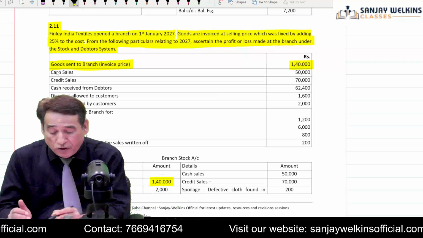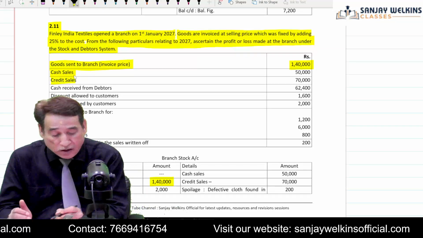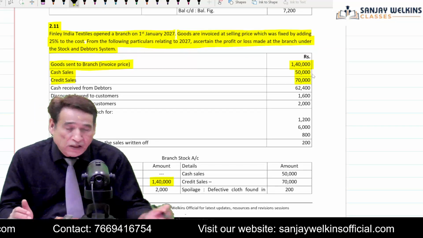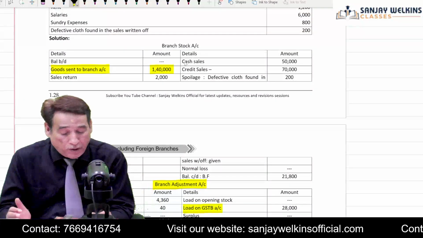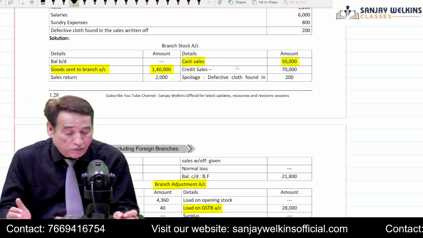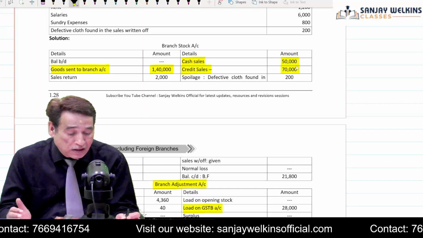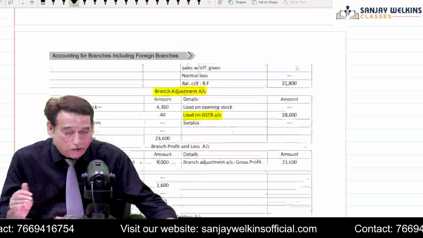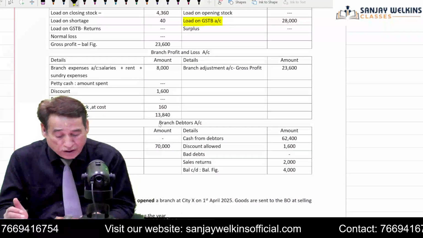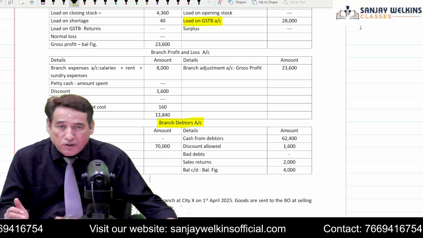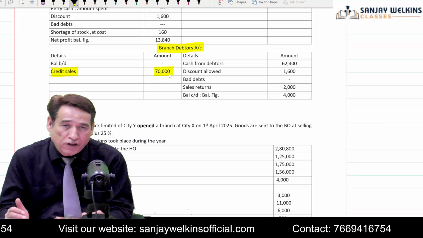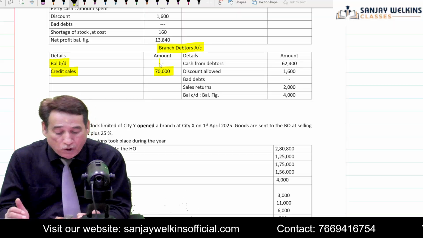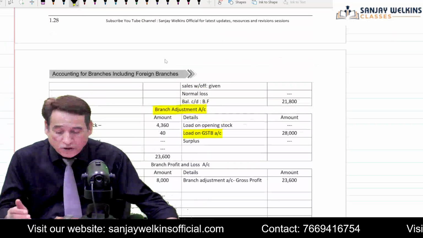Now the next is cash sales and credit sales. Both cash sales and credit sales will be written on the credit side of the branch stock account. So this is your branch stock account. You will write here cash sales 50,000. You will write your credit sales 70,000. But you should not forget to write your credit sale on the debit side of the branch debtors account. This is your debtors account. In the debtors account, you will be writing credit sale 70,000. Because it's a new branch, no question of having any opening balance.